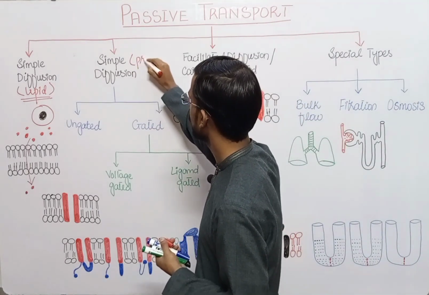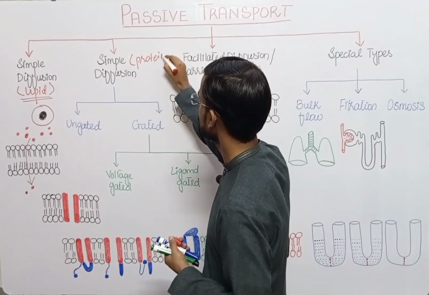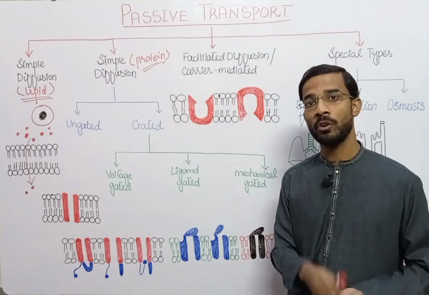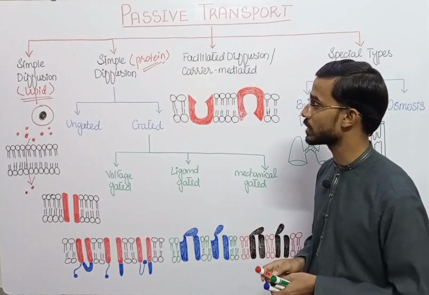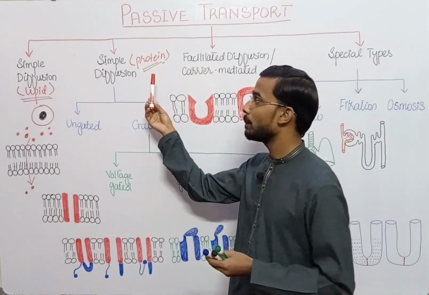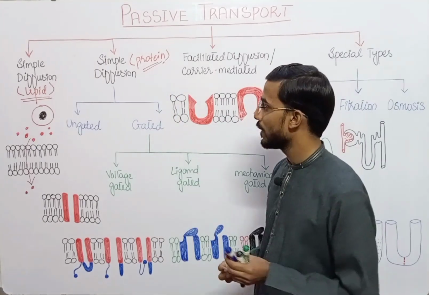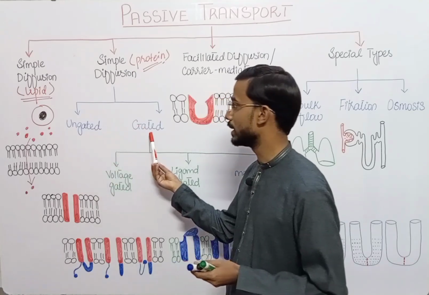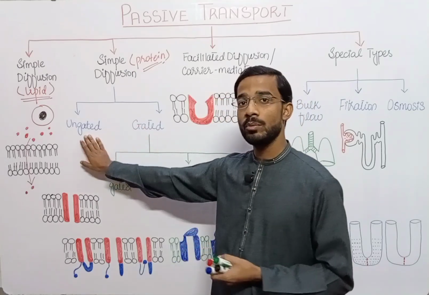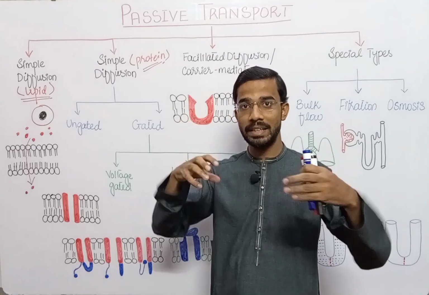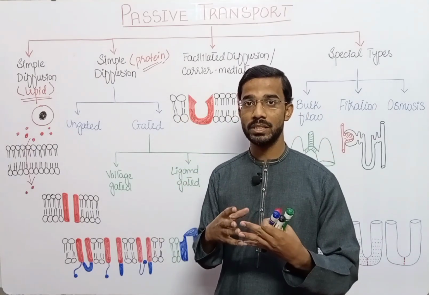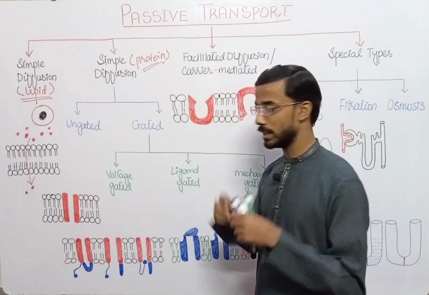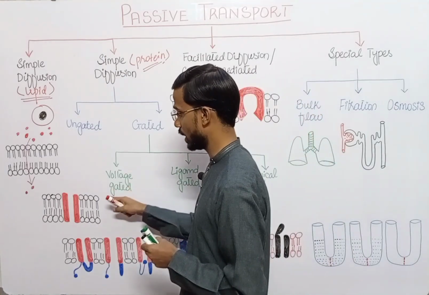Next, simple diffusion through protein. Again, molecules move from higher concentration to the lower concentration, but there is an involvement of protein. It has further two categories, ungated and gated. Ungated proteins are embedded in the plasma membrane. They are transmembrane proteins, those proteins which are embedded in the lipid bilayer.